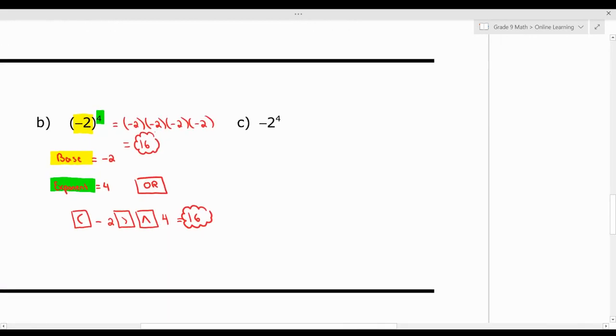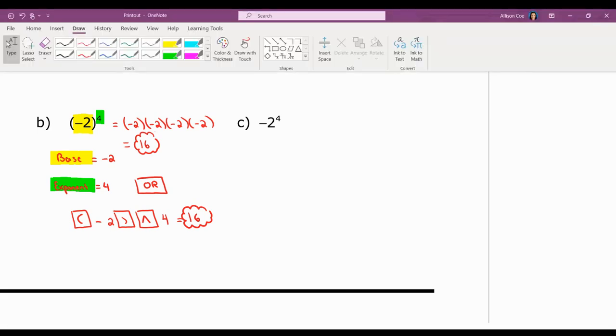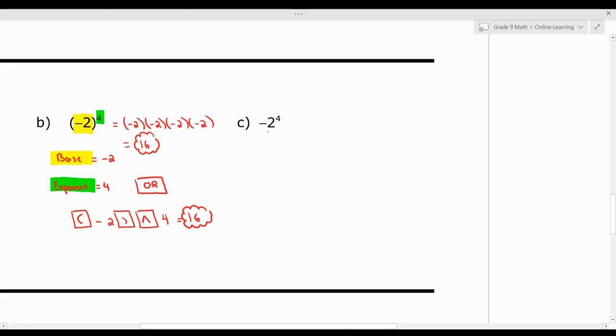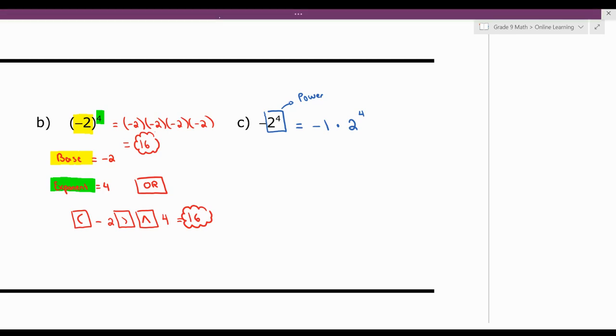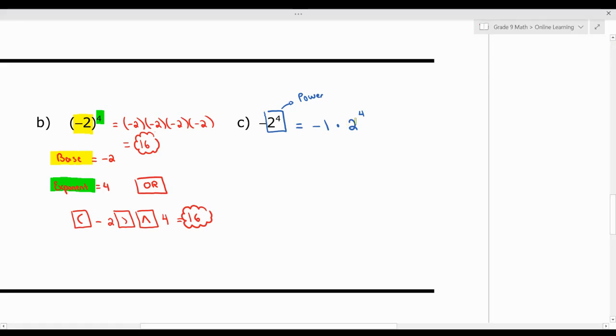All right, so then if we look at question C, the common error is students think that question C and question B are the same, but actually what happens, this is your power. Because there's no brackets, this is actually the power, which means this little negative out front really implies it's like you have a negative 1 times 2 to the power of 4. Remember some people say 2 raised to the exponent of 4. So now when I identify my base, this base is actually 2, and then my exponent is the 4.